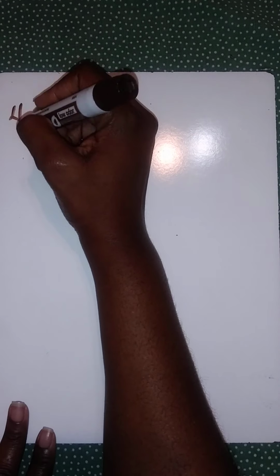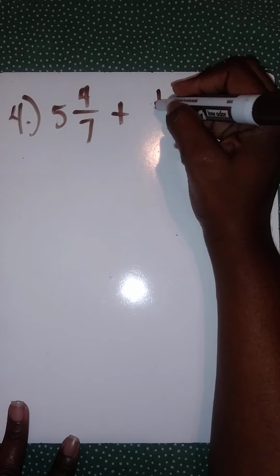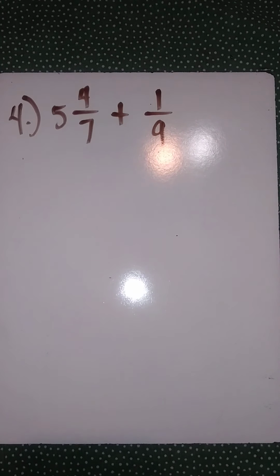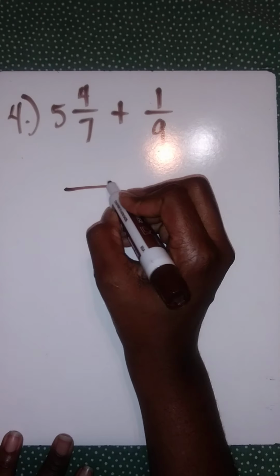Let's look at one more together. Let's look at number 4. Number 4, we have 5 and 4/7 plus 1/9. Now, we've already looked at the multiples for number 4. These are the same denominators as in number 1. And we already saw that our common denominator was 63. So I'm not going to redo these.